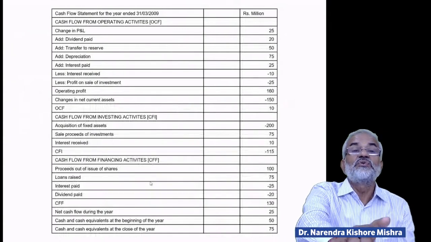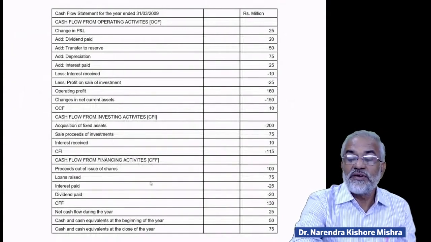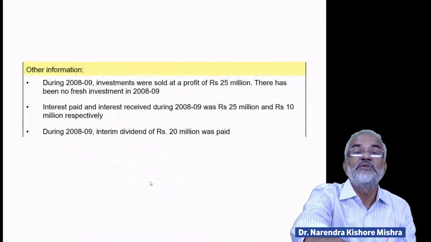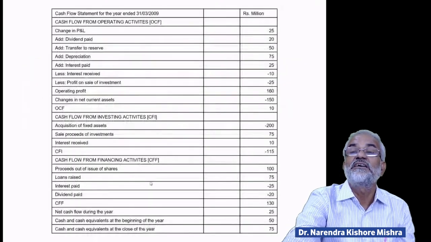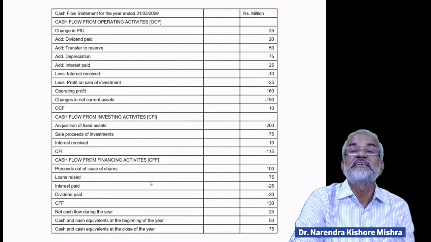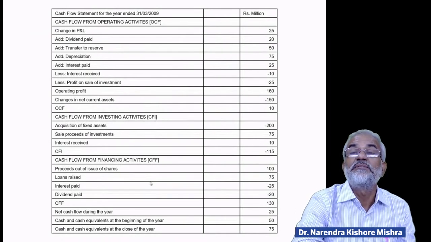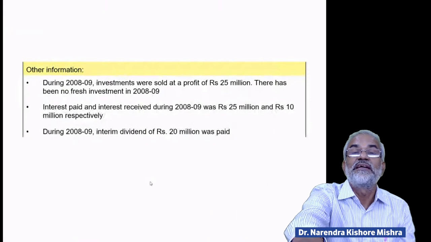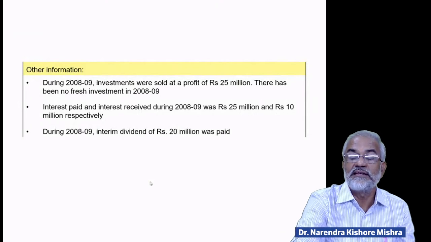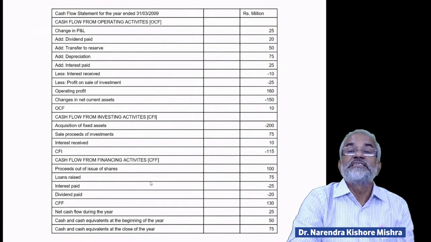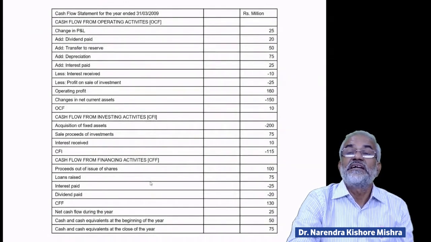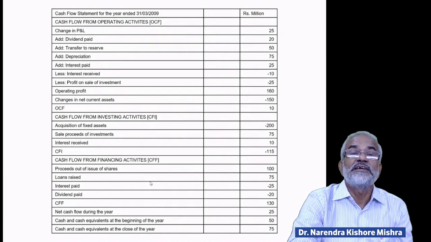And here you look at the interest paid. Interest paid is 25,000 as given in the additional information. During the year 2008-9, investments were sold at a profit of 25 million. Then less interest received. Interest paid is 25 million and interest received is 10 million, so it is taken here as 10 million. Then profit on sale of investment is directly given as additional information, that is 25 million, so it is taken as minus 25 here.